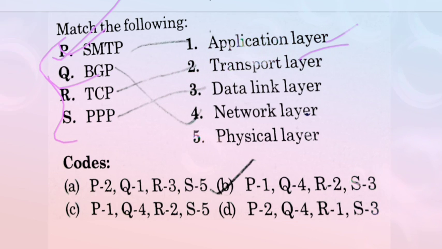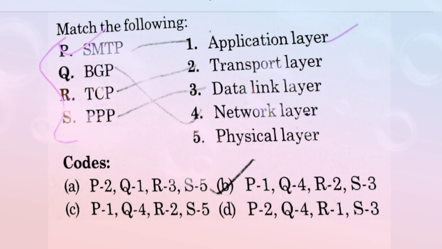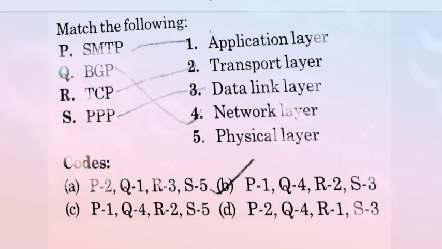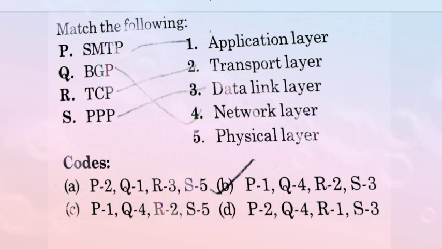Next, BGP, border gateway protocol. It works on the network layer. Next protocol, TCP, works on the transport layer. And point to point tunneling protocol works on the data link layer. So the correct match for this question is option B. Okay, so option B is the correct match. Now come to the next question.